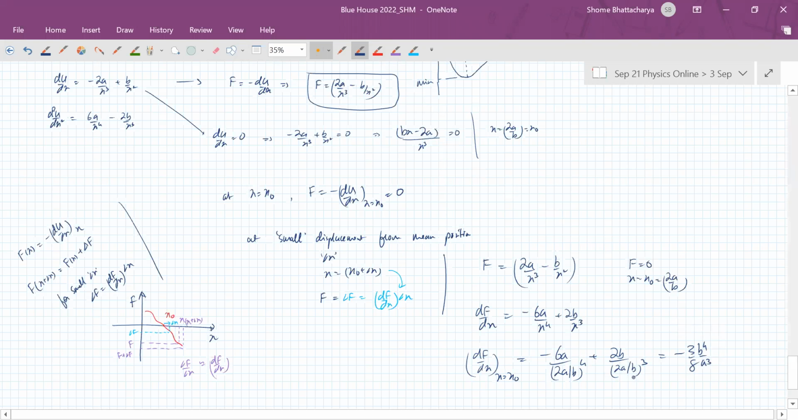And the second term is going to be how much? 2 divided by 2 cube, so 1 by 4, b to the power 4 by a cube. Yes, sir. So effectively how much is this? Minus 1/8, right?